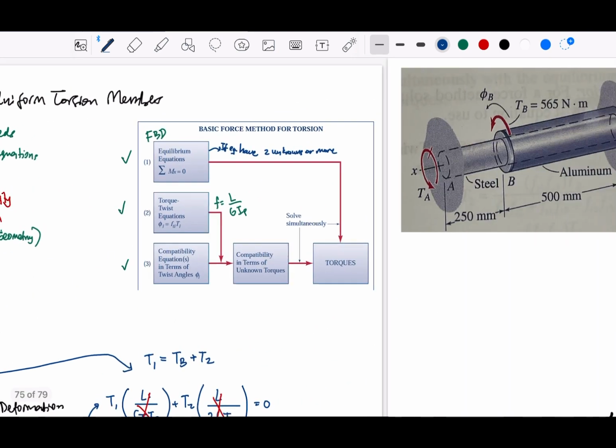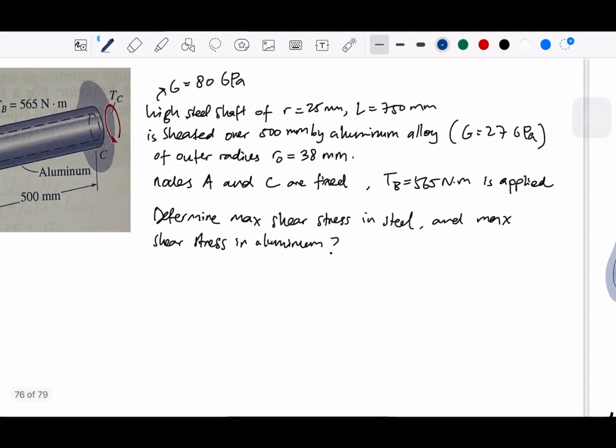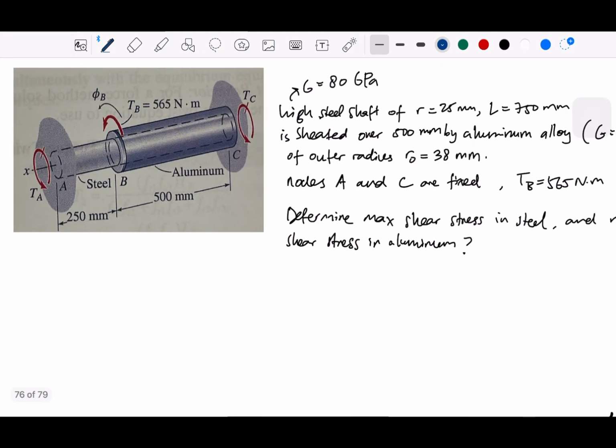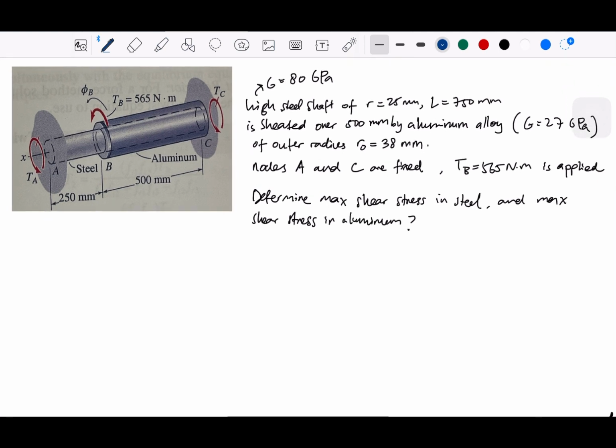Okay, now let's go for another example. And now we have steel and aluminum. So the core is steel. It's a high steel shaft, which has a modulus of 80 GPa. I hope my writing can be read.